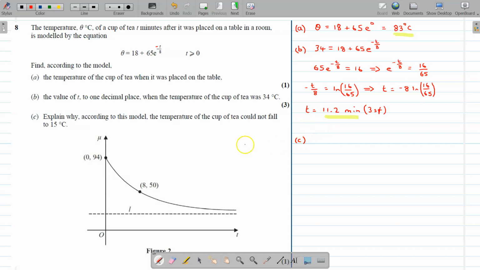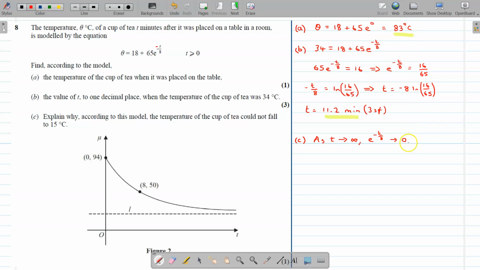So let's consider this. After a long time, that's when the temperature of the tea is going to be at its coolest. So we consider what happens as t approaches infinity. It doesn't reach it, it approaches it after a very long time, and as t approaches infinity, e to the power of negative t over 8 doesn't ever reach 0, but it approaches 0. It gets very, very close to 0.